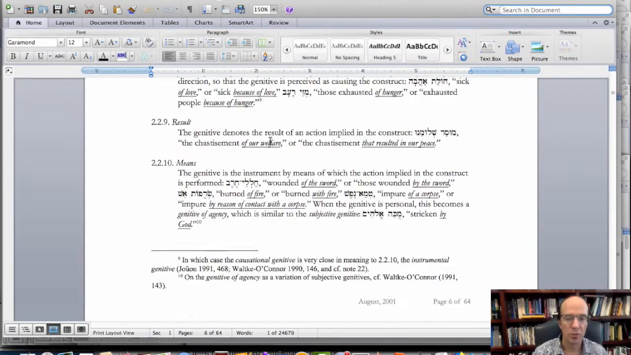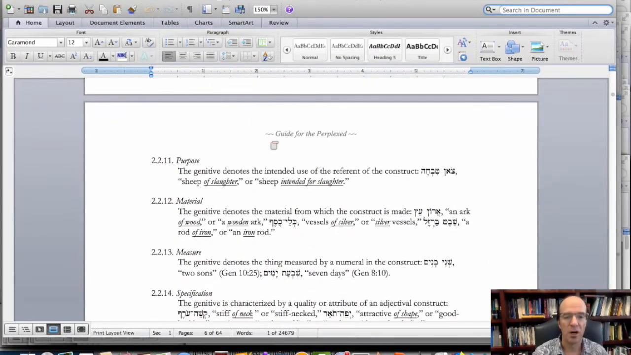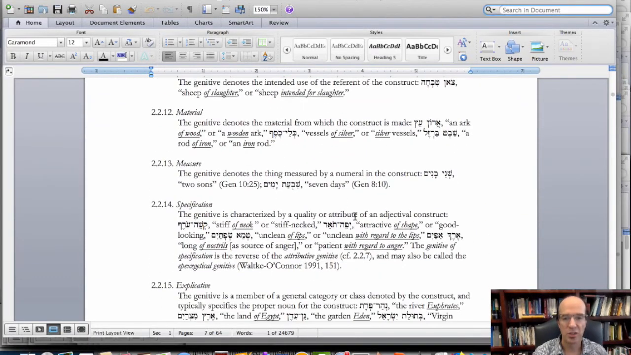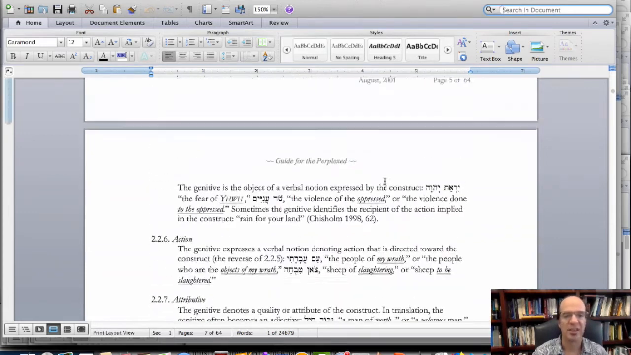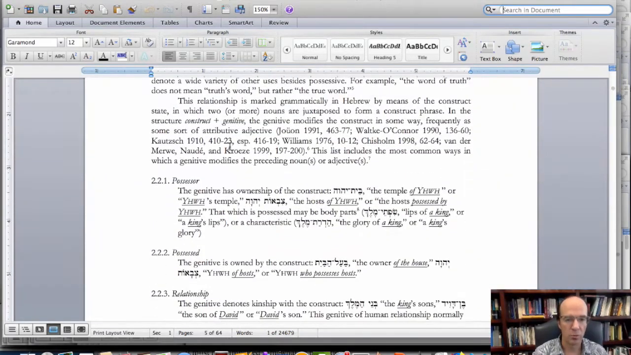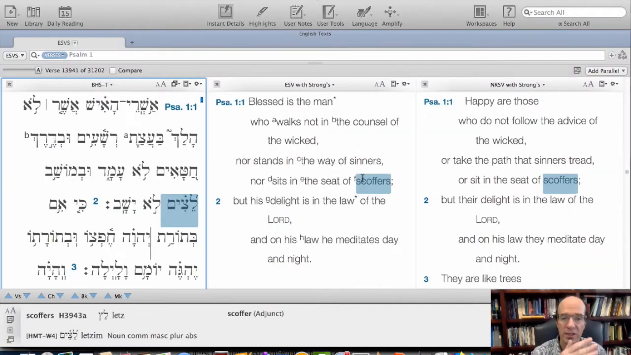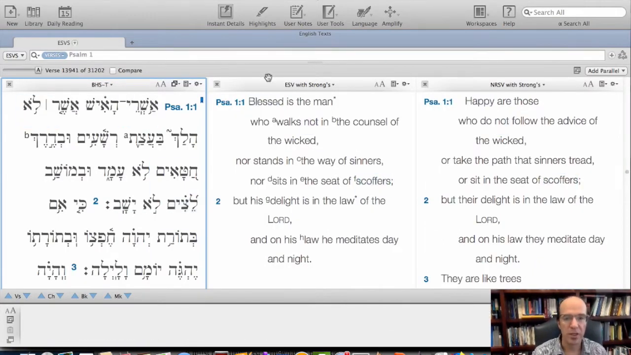This also could be an example of a specification, with the idea of blessed with respect to the man. Now that doesn't make as much sense in this case, and so most likely we would want to go with possession here. So go back and look at your Hebrew. When in doubt, you want to compare the Hebrew with English translations to see if you can make sense. Now, let's keep going through here.